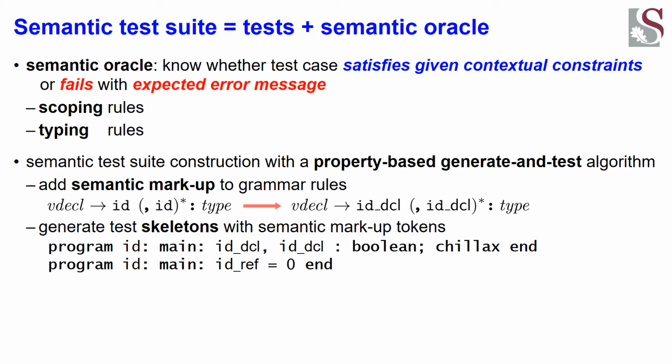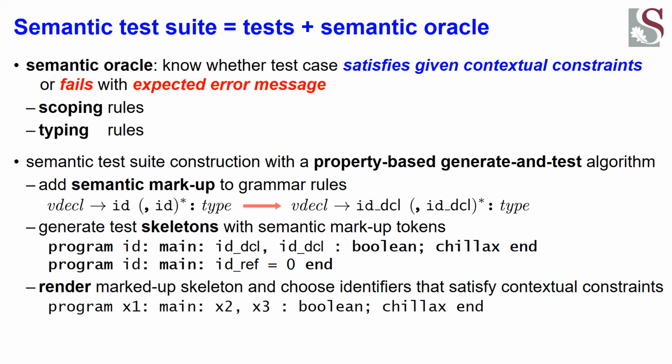These skeletons contain markup tokens, so they are not valid tests yet, but we post-process them in a single rendering pass. In this case, rendering tries to pick identifiers so that the test satisfies the scope rules. In the first example, it picks 3 different names, x1, x2, and x3 for the ID tokens, and inserts x2 and x3 into the symbol table. Note that the program name x1 is not inserted. This is part of the language specification.